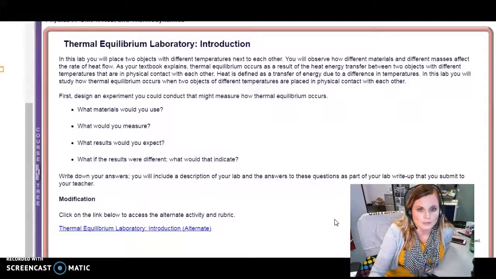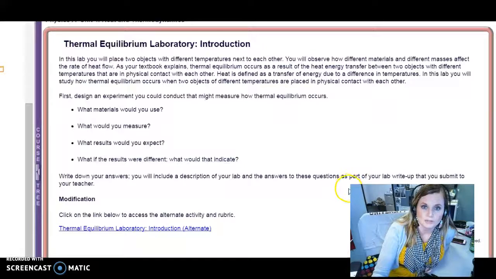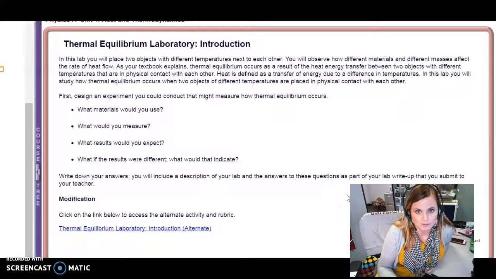that would demonstrate thermal equilibrium, or the transfer of heat and coming to a state of thermal equilibrium. You would describe what materials you'd use, what you'd measure, how you'd measure it, what results you'd expect, and really what would it indicate if your results weren't what you expected. Now what that means is you're going to be searching for sources of error that you may have within your experiment. And again, I reiterate to you that human error is not an acceptable source of error.